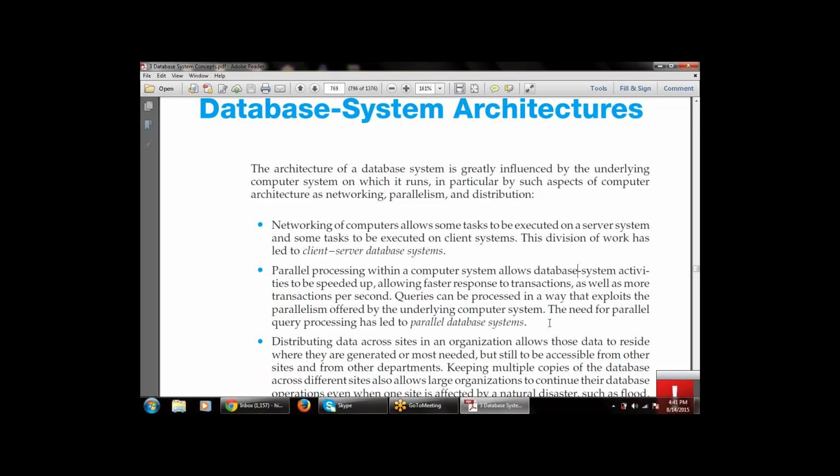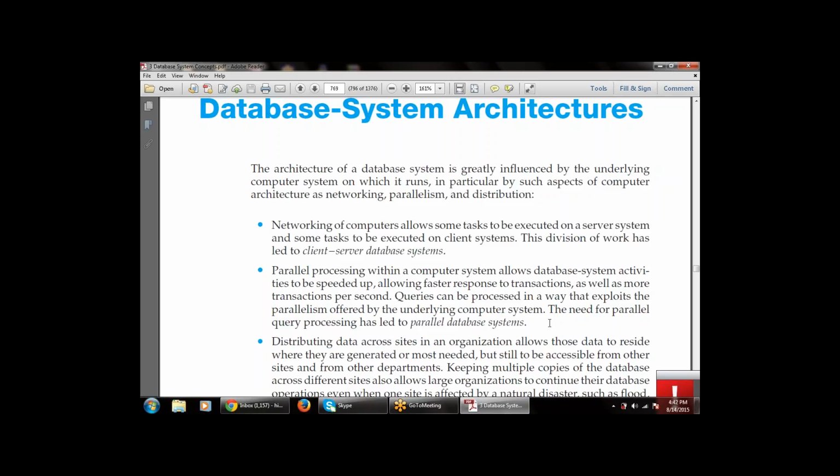Parallel processing within a computer system allows database system activities, that is, more than one database activity or more than one database, to be used with a faster response to the transaction as well as more transactions per second. So every transaction is executed at the same time, and more and more transactions are executing, which improves the response time. That is parallel processing.